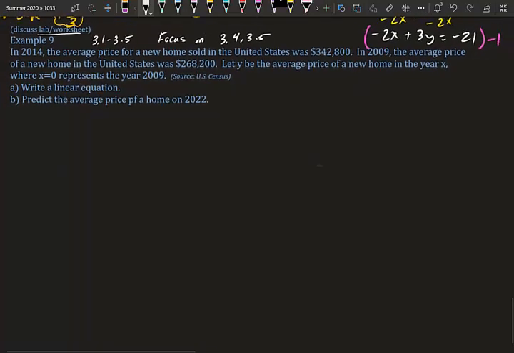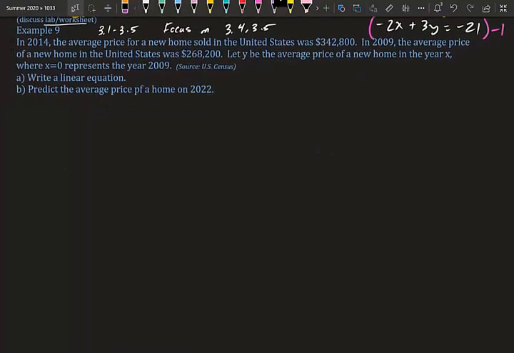So in 2014, the average price for a new home sold in the U.S. was $342,800. In 2009, the average price of a new home in the U.S. was $268,200. Let Y be the average price of a new home, and X be the year where X equals 0 represents the year 2009. This is real data. Let's write a linear equation. So it does say write an equation of the line, so we know we're going to do those few steps.